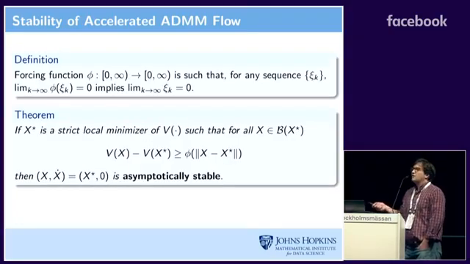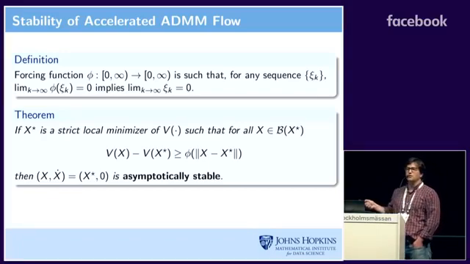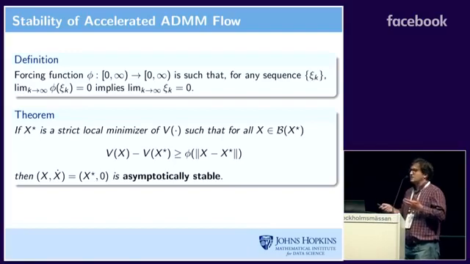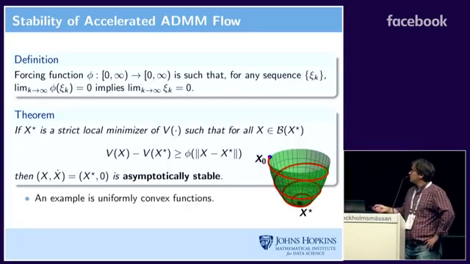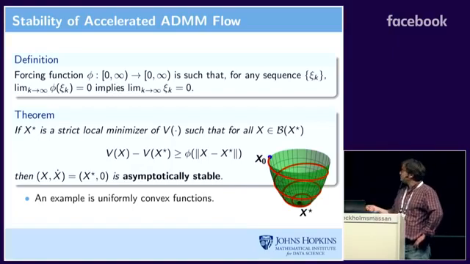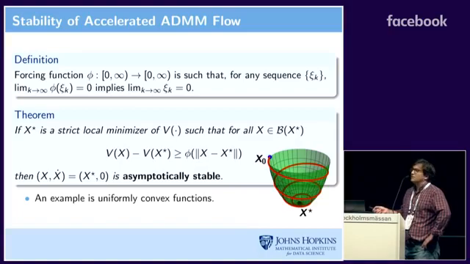And let me show you an example where you can recover asymptotic stability for the second order system. If you introduce a so-called forcing function, phi, from positive reals to positive reals, such that for any sequence, if this function goes to 0, it implies that the sequence itself goes to 0. So basically, it says that the function only vanishes at 0. So around the critical point X star, a local minimizer, if you impose this relation, then X star comma 0 is asymptotically stable. What this means pictorially is that the trajectory still oscillates, but the amplitude of these oscillations dies out, and eventually the trajectory converges to X star. An example where this happens is for uniformly convex functions.